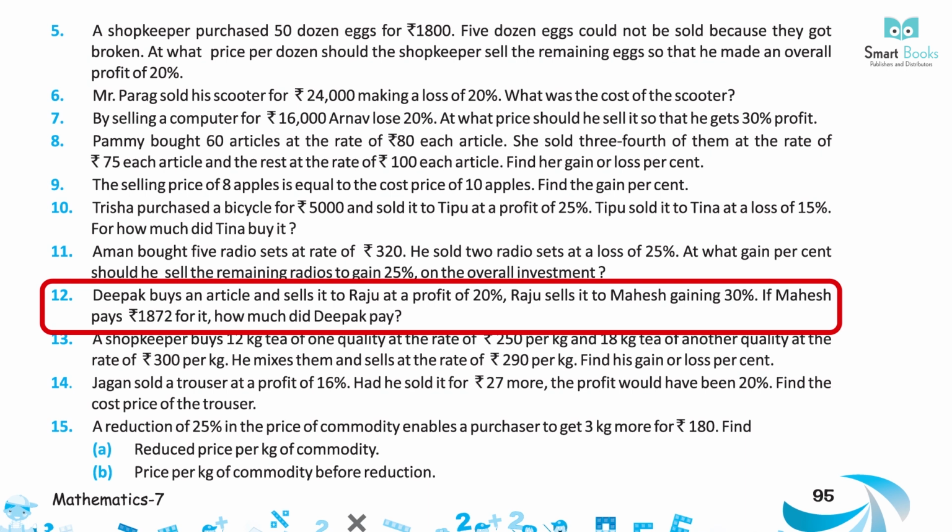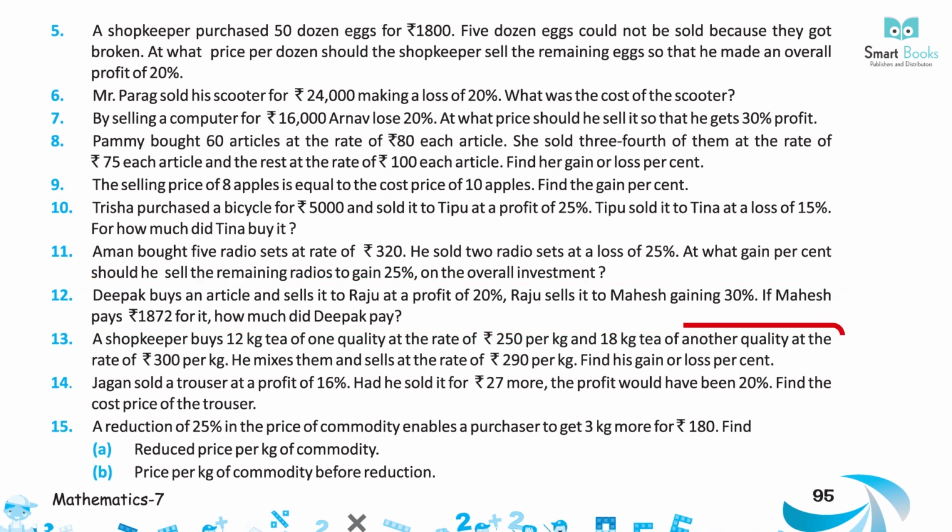Question 12. Deepak buys an article and sells it to Raju at a profit of 20%. Raju sells it to Mahesh gaining 30%. If Mahesh pays rupees 1872 for it, how much did Deepak pay? Solution: rupees 1200.